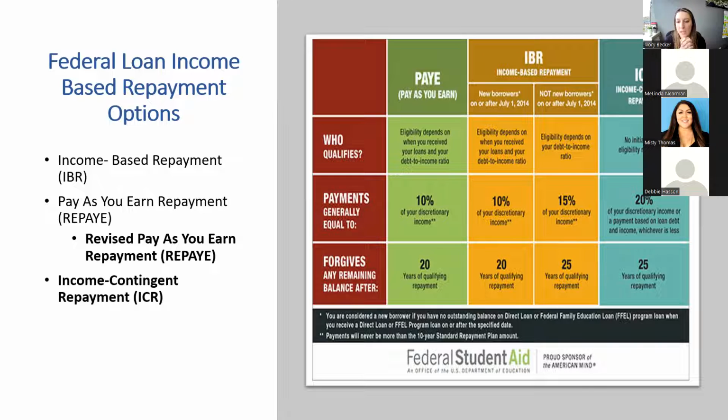Last one, income contingent repayment. So this is based on your income and family size as well, and limited to 20% of your discretionary income. Payments are calculated each year based on updated income and family size, just like the other two plans, and the total amount of your direct loans. So this one does factor in your loan amounts, whereas the other two did not. And similarly, it has that forgiveness option as well.